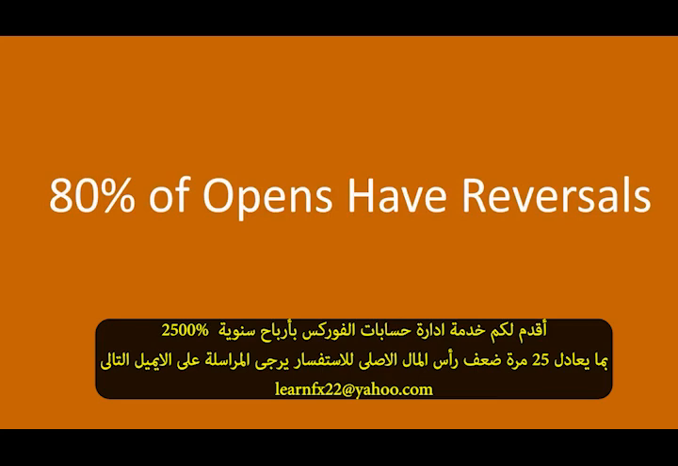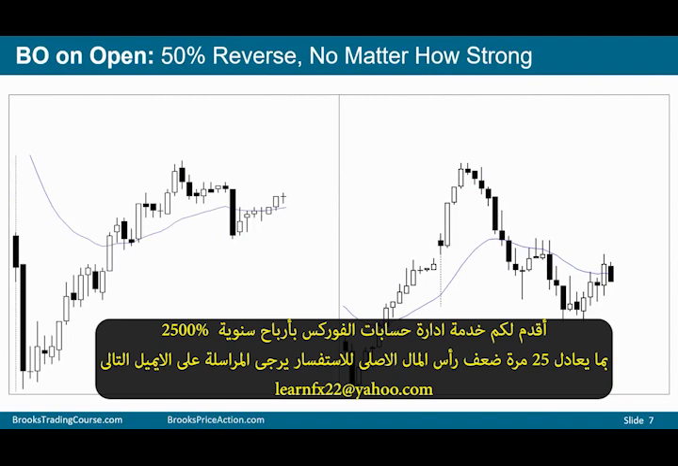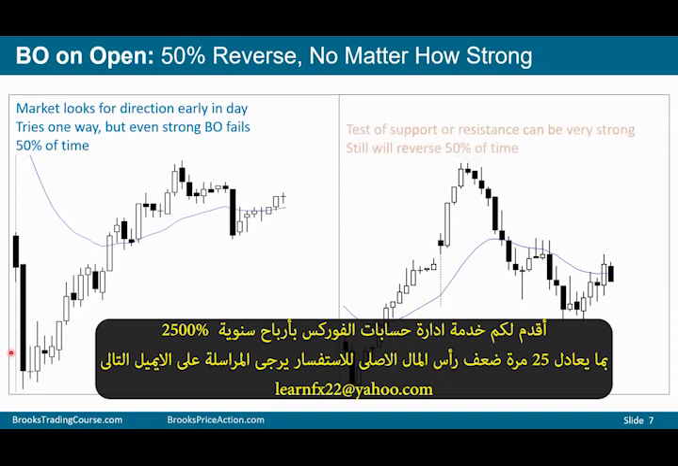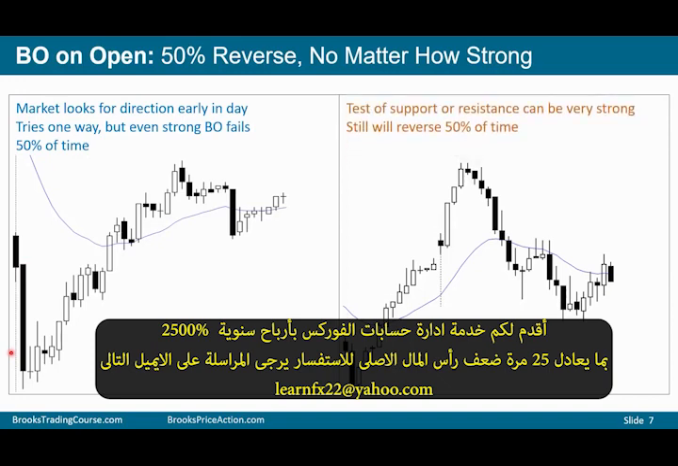80% of opens have reversals. The reversal can be immediate. So for example, if you have a very strong sell-off, 50% chance you're going to get the reversal immediately. No matter how strong an open is, 50% chance it's going to reverse. Typically, the reversal will take place at support or resistance.